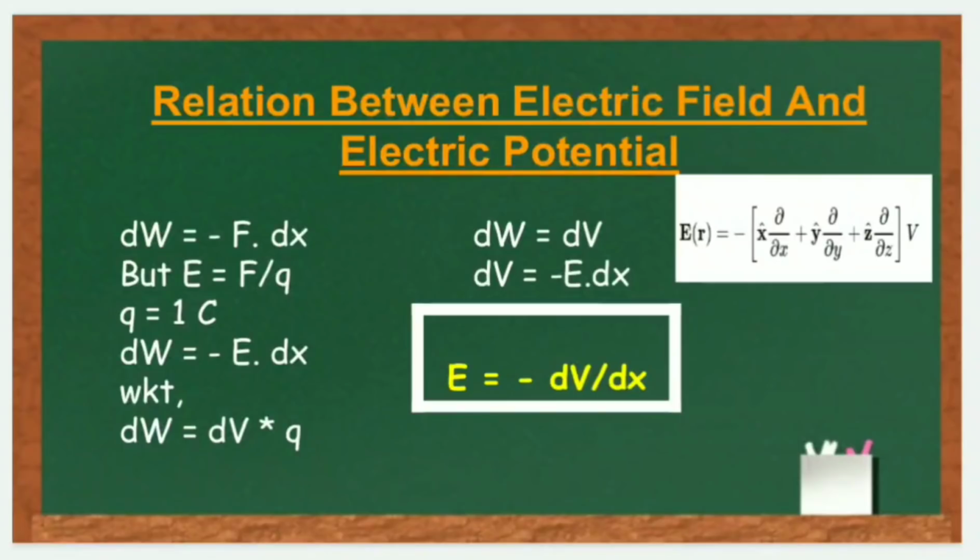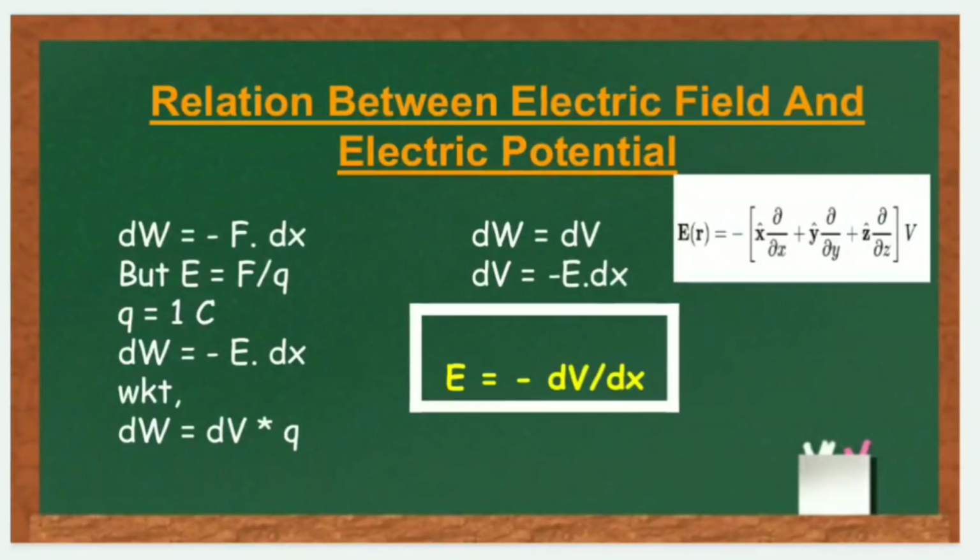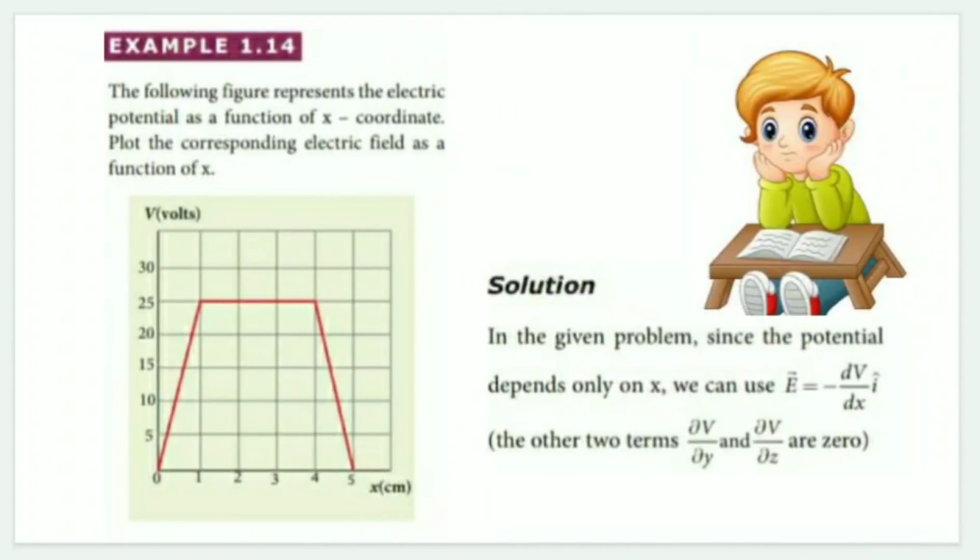Okay children, so this also explains why the electric field has another unit. The normal unit for electric field is Newton per coulomb, but it has another unit also, volt per meter, which is actually derived from this particular formula. Okay, so we can represent this potential in 3 different dimensions as given in the next equation. So to understand this better we can discuss an example problem now. The following figure represents the electric potential as a function of x coordinate. Plot the corresponding electric field as a function of x.